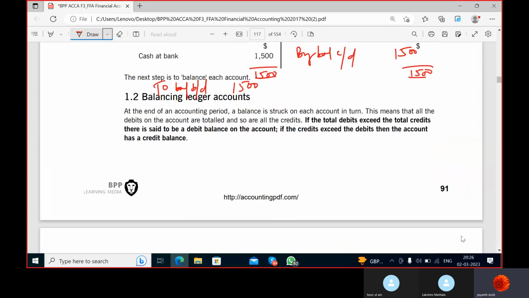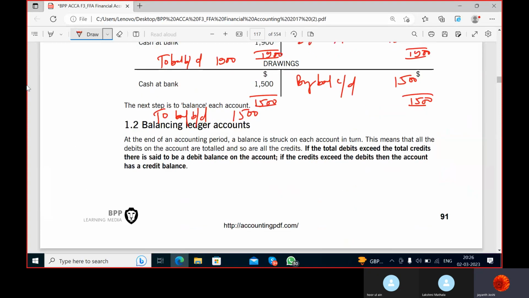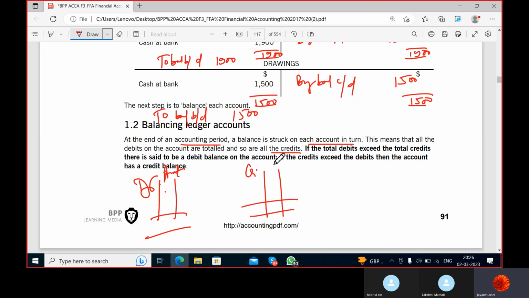So balancing ledger accounts is done. At the end of an accounting period, a balance is struck in each account in turn. This means that all the debits on the account are totaled, and so are all the credits. So we will total the debit side amounts column, and also total the credit side amounts.